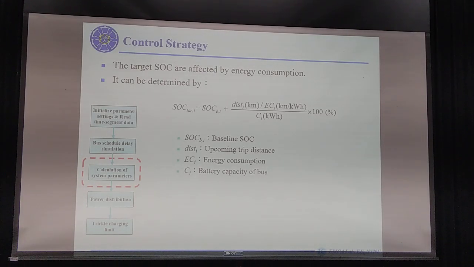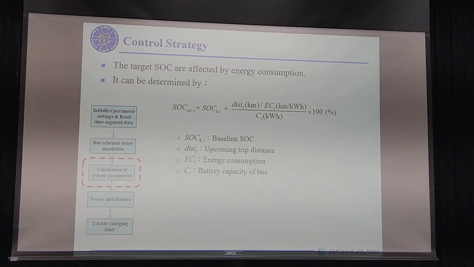Energy use directly changes the target SOC. We use this formula to find how much energy is needed for the next trip. It considers the trip distance, energy consumption, and the percent of target energy.